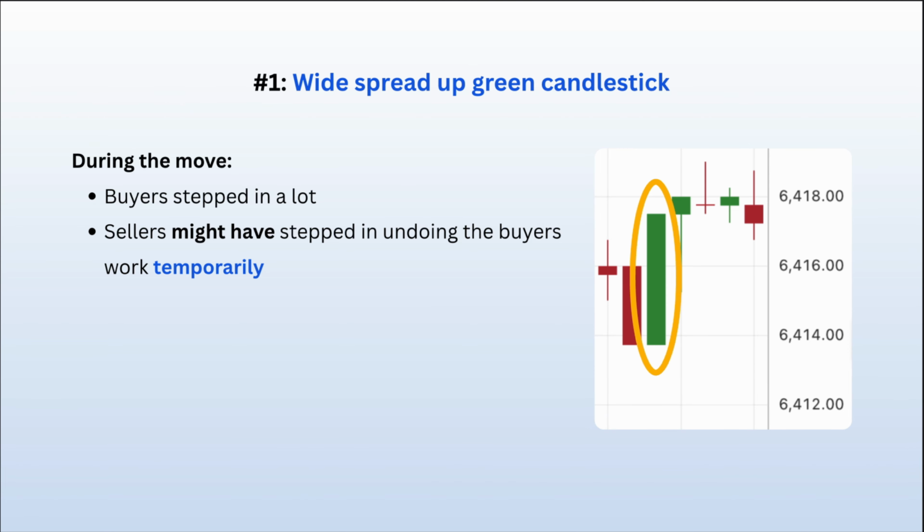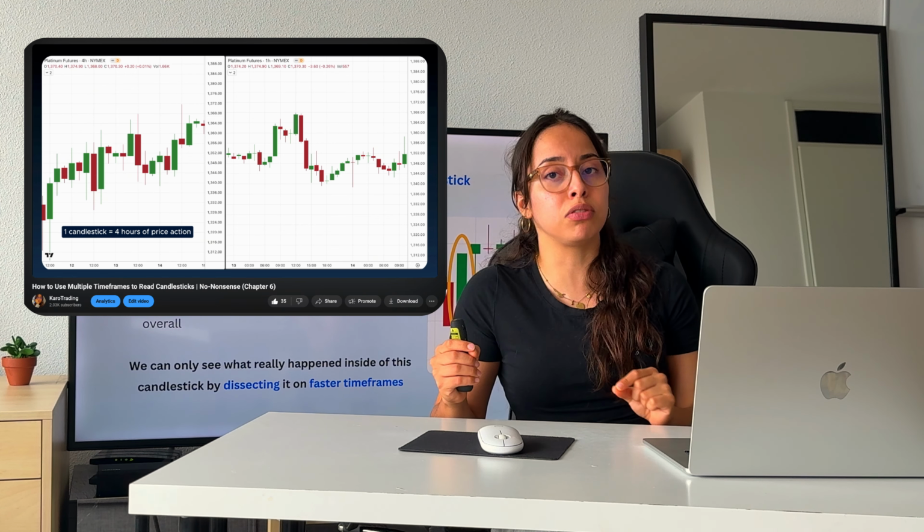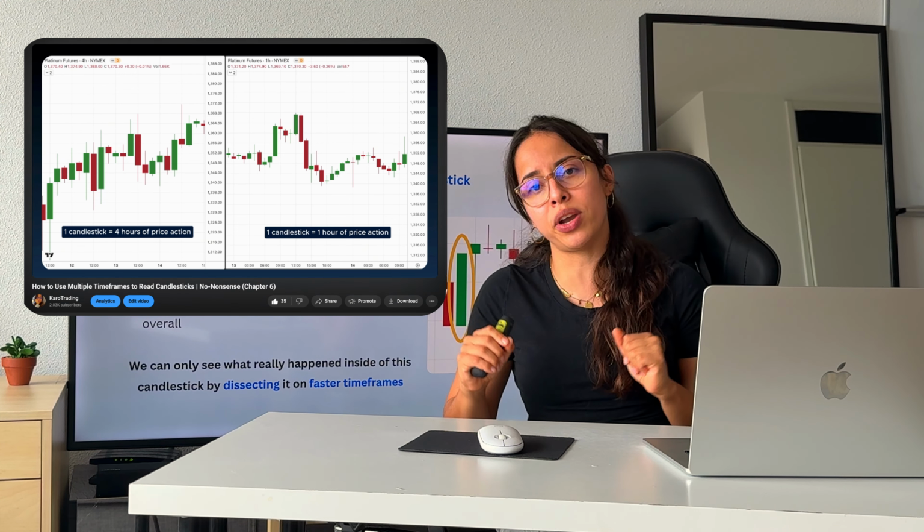Truth be told, guys, we can only see what really happened inside of this candlestick by dissecting it on the faster time frames. This is a skill that we learned in the previous chapter. So if you haven't watched it, I'm going to pin it up right here so that you can go watch and learn how to use multiple time frames, because it's really going to help you in your trading journey.